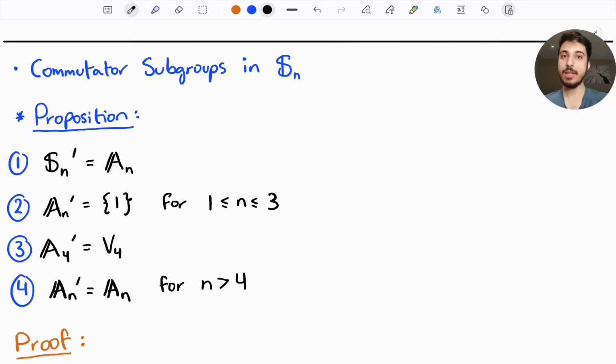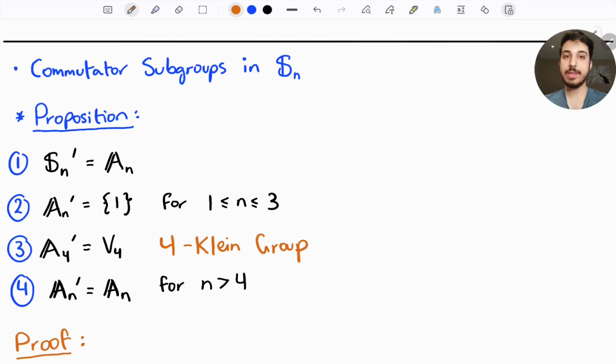The first result says that the commutator subgroup of Sn is equal to An for all integers n. Number 2 says that the commutator subgroup of An is equal to the identity only for n equal to 1, 2, and 3. The third result says that the commutator subgroup of A4 is equal to V4, the 4 Klein group. We have encountered this group earlier, but I will refresh your memory about it.